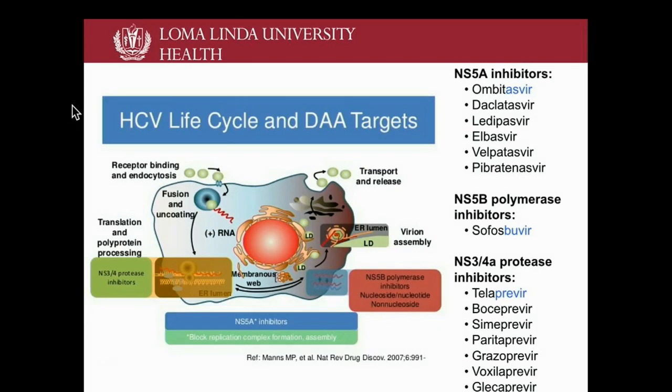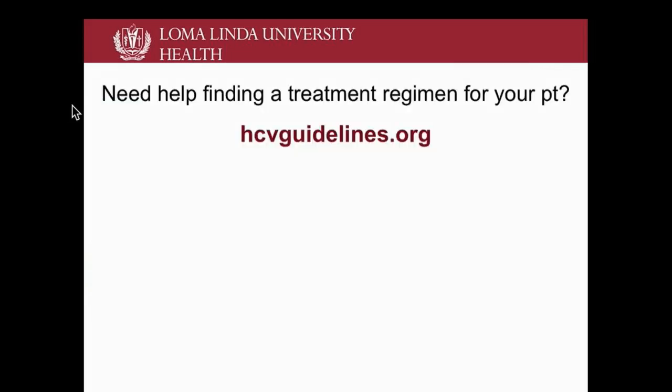So this slide is just a reminder of the DAA, which is the direct-acting antiviral targets. We are looking at different proteins and targeting those proteins that are involved with viral replication and assembly. The NS5A inhibitors end in asvir. The NS5B polymerase inhibitors end in buvir, and the PIs end in previr. I do not expect you to remember this, but at least I figured you should see them and understand their names and maybe be able to start categorizing them a little bit.